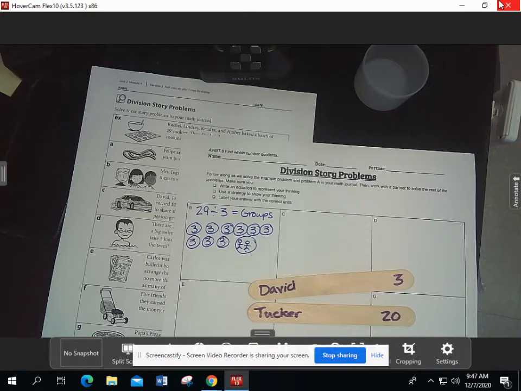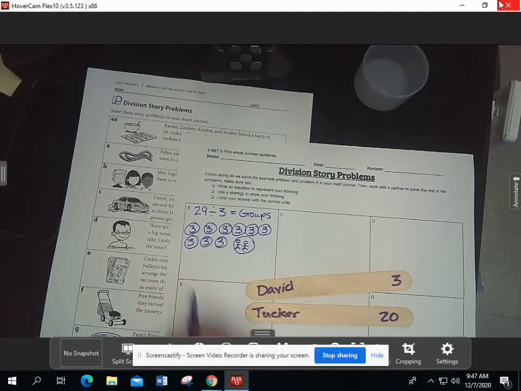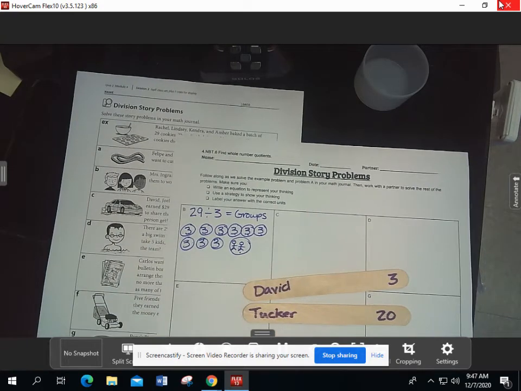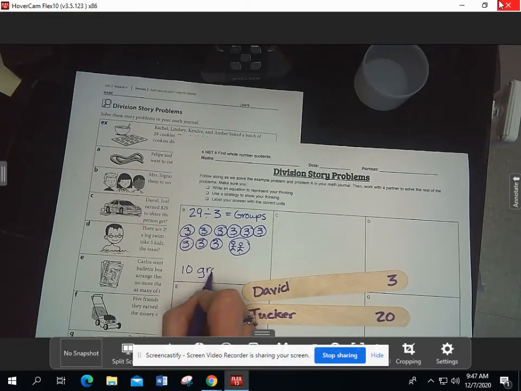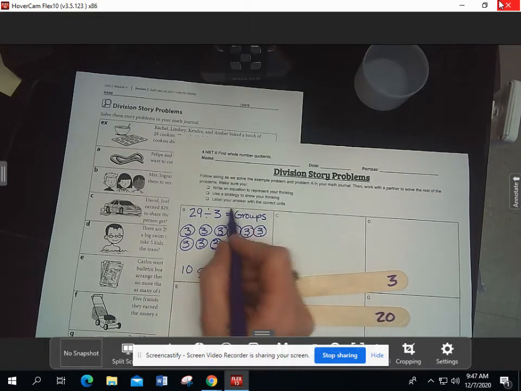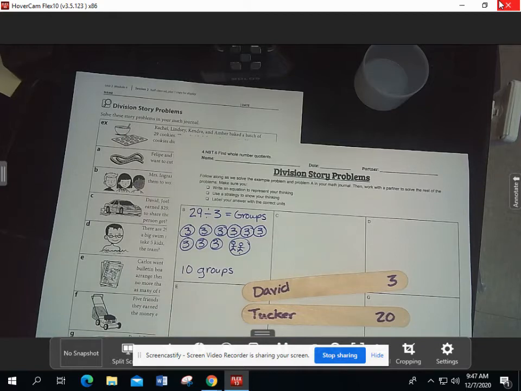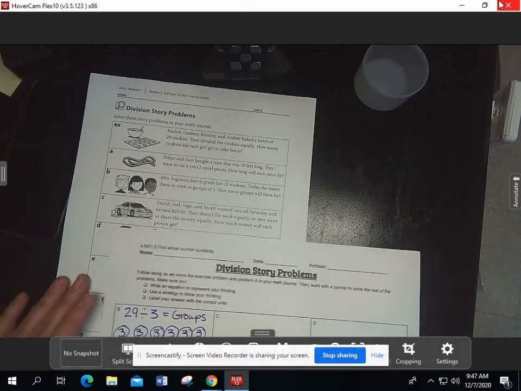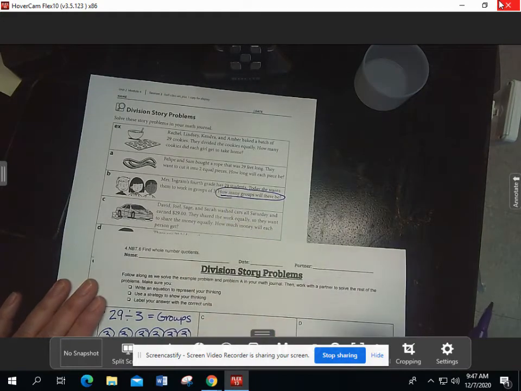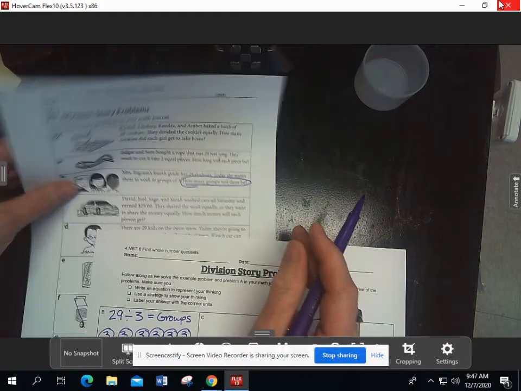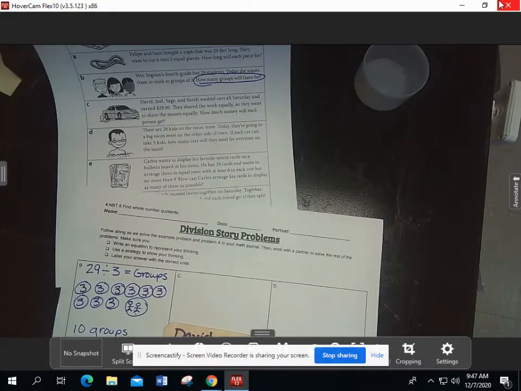So technically, how many groups is this? Oh, I've got a circle around that group too. So we have 10 groups. We knew that 29 divided by 3 is 9 remainder 2, but we have to answer the question. She wants them to work in groups. How many groups will there be? There is no statement saying how many kids don't have to work.